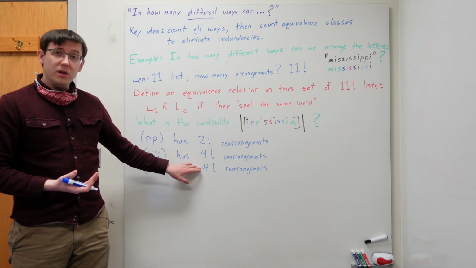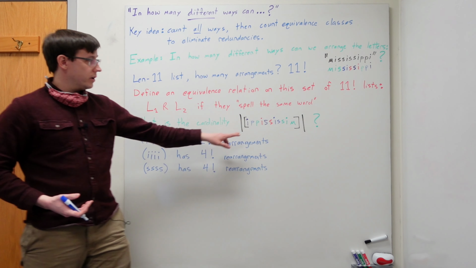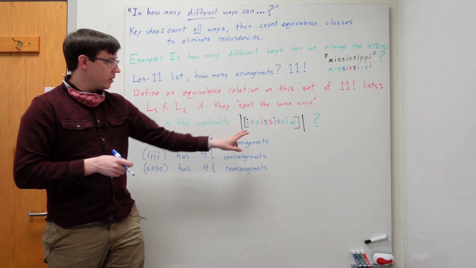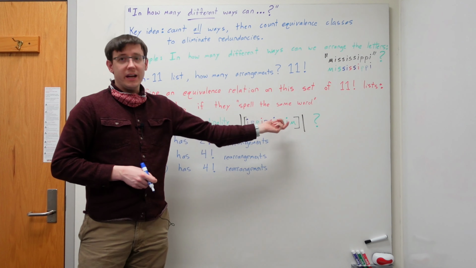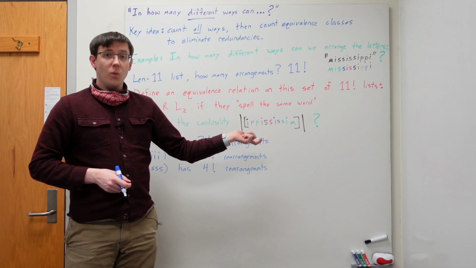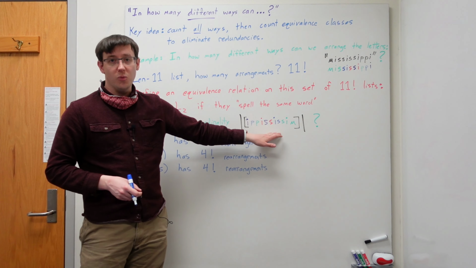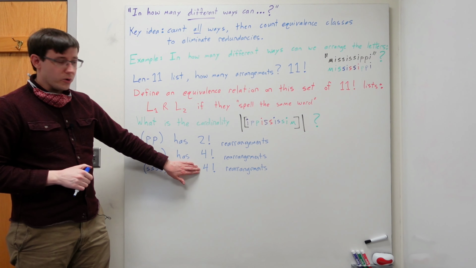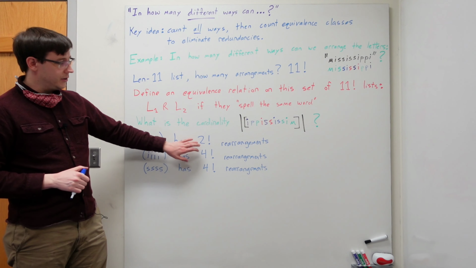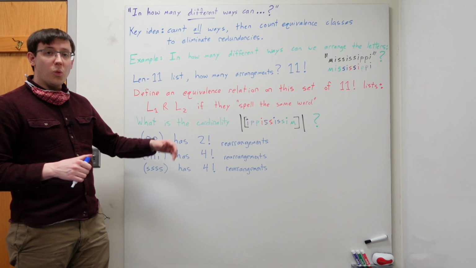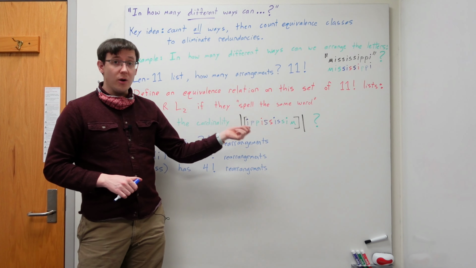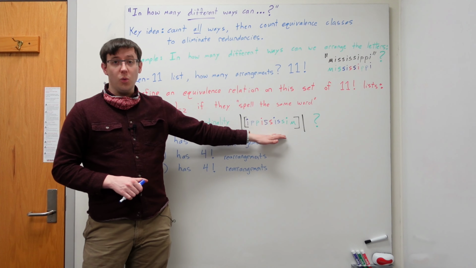So for example, since we have 4 different colors of S, there are 4 factorial ways to rearrange those S's while still spelling the same word. And so in total, we have 4 factorial times 4 factorial times 2 factorial ways of rearranging equivalent letters without changing the actual word that we're spelling.